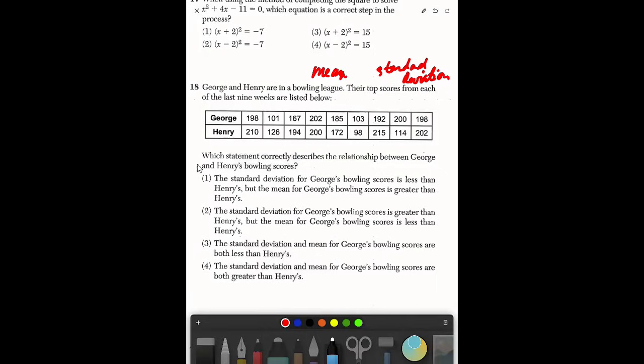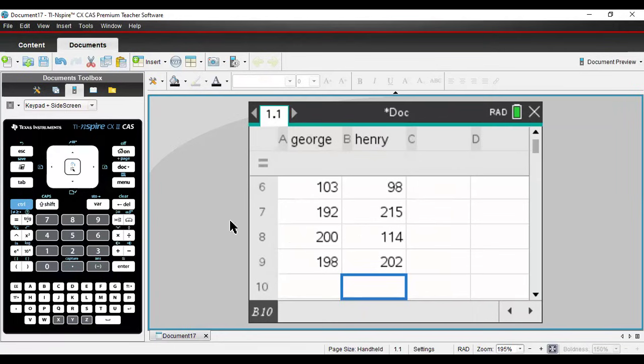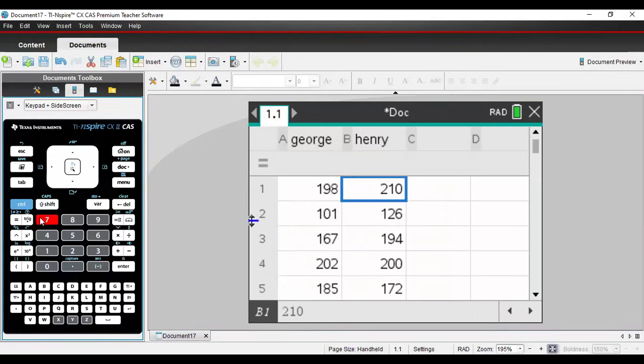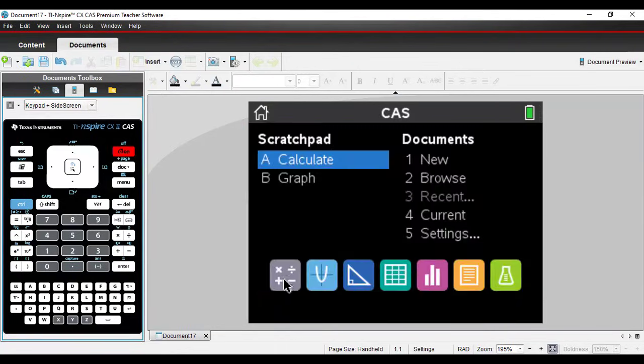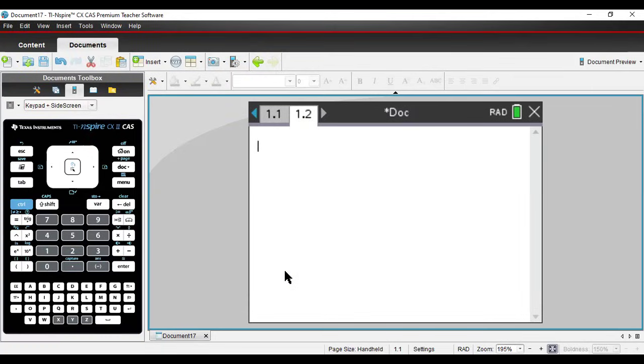So we're just going to enter this data into the spreadsheet like we normally would. So let me go and grab the calculator. And you can see that I've already entered all of the data. The most important thing is to double check it and make sure all the data is right. Because once you've done that, the calculator will take it from there. So once I entered George's 9 bowling scores, I entered Henry's 9 bowling scores. So now all I'm going to do is go to the home screen, the main calculator screen.